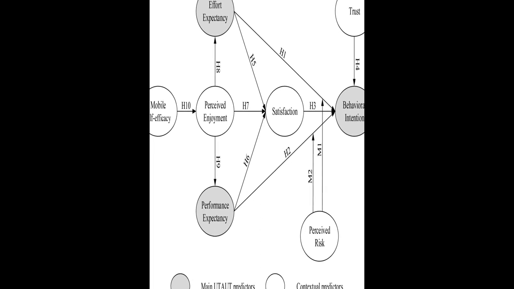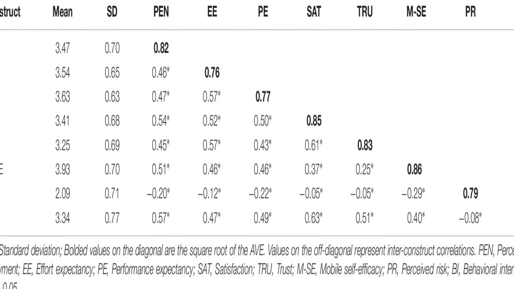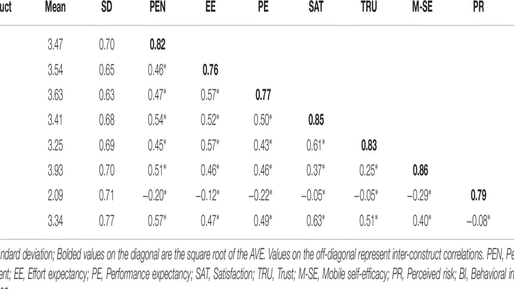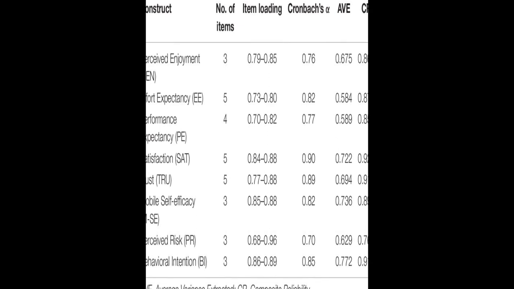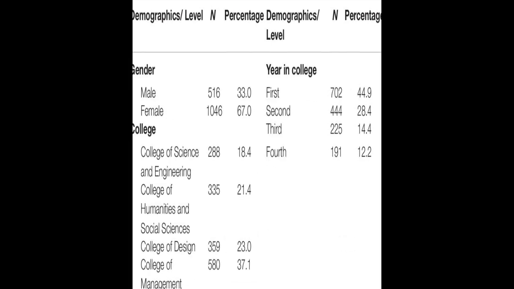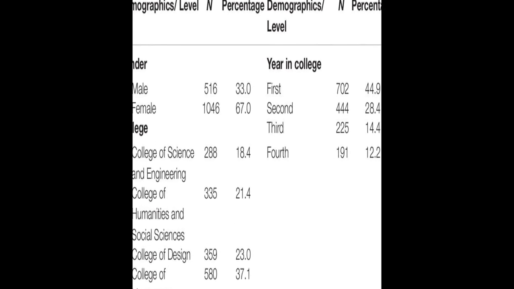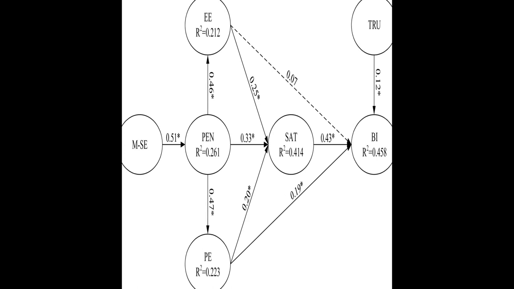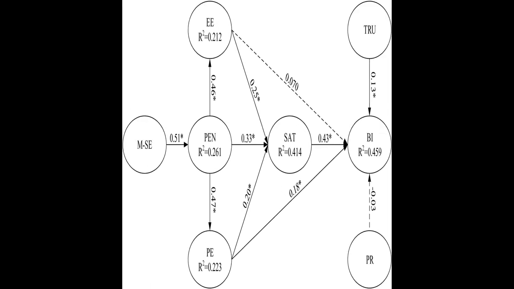The results revealed that satisfaction, trust, performance expectancy, and effort expectancy positively influenced behavioral intention, while perceived enjoyment, performance expectancy, and effort expectancy had positive associations with behavioral intention. Mobile self-efficacy positively affected perceived enjoyment, and perceived risk negatively moderated the relationship between performance expectancy and behavioral intention.